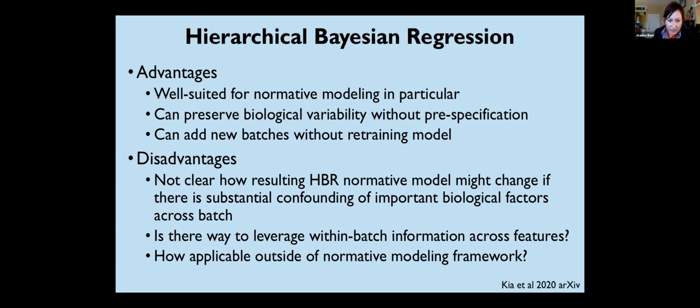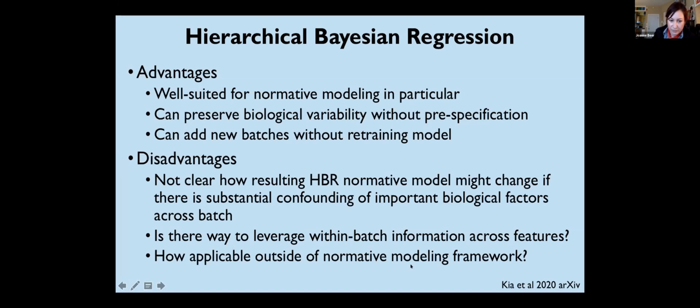But some questions I would have, or things that I think would be interesting to look at, would be what happens if there is substantial confounding of important biological factors across the batches. Do you get the same normative model coming out if, for example, sex is distributed in a balanced or imbalanced fashion? How would that change the normative model that comes out, even if it's the same exact subjects overall? And I wonder if there is a way to leverage within-batch information across features in the way that ComBat does.